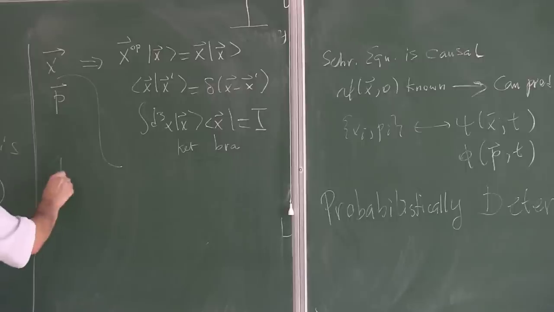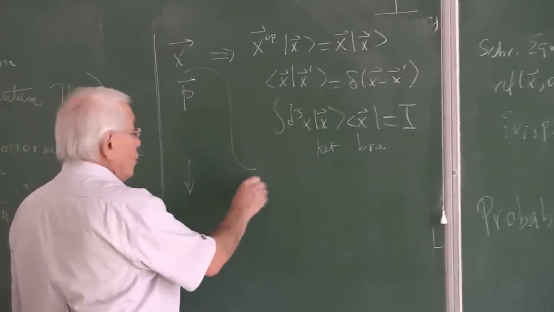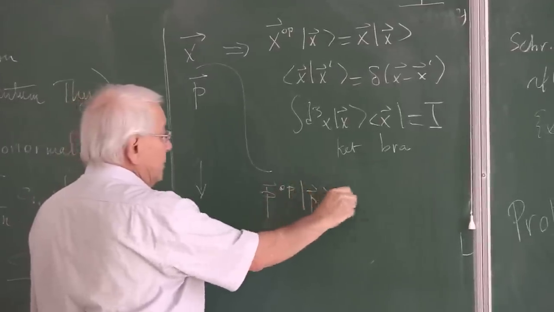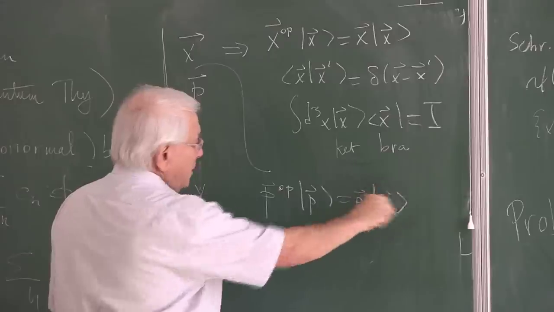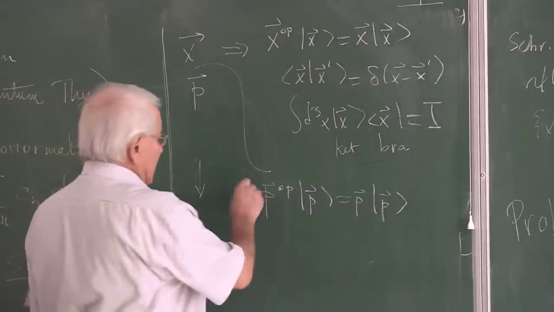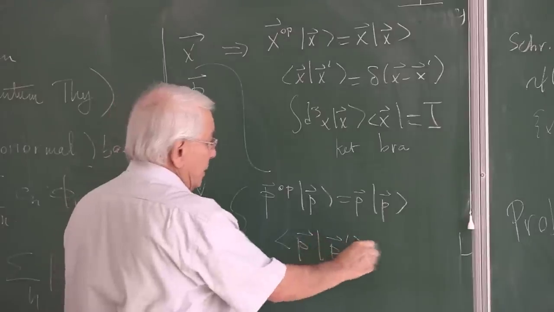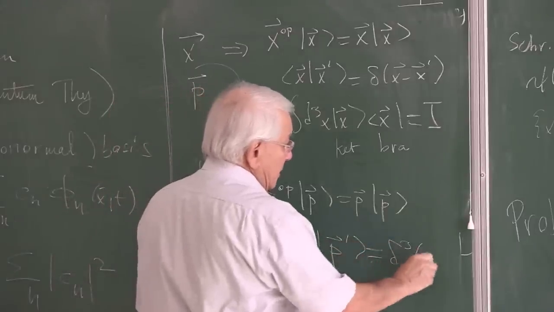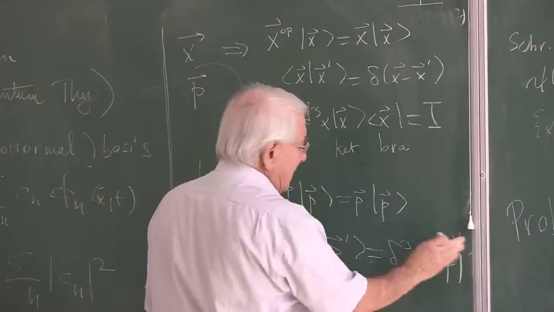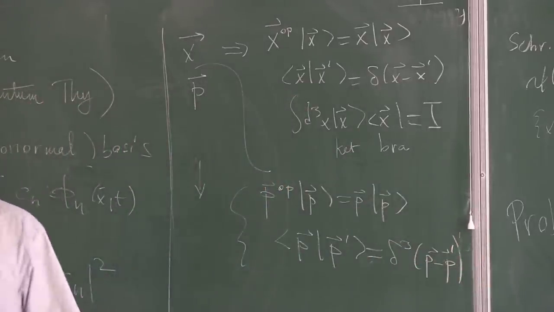So let me move this P down in here. I can write its eigenvalue problem similarly. P operator and P eigenvector and p. OP is labeling the operator. Without OP, they are the eigenvectors and eigenvalues and they are ordinary C numbers. And how is its normalization? Its normalization, again, being a continuous variable, is via Dirac delta. Again, it has a sharp Dirac delta type of position, obviously.